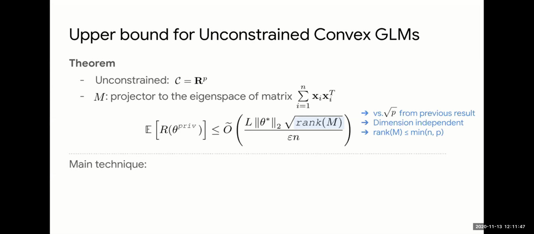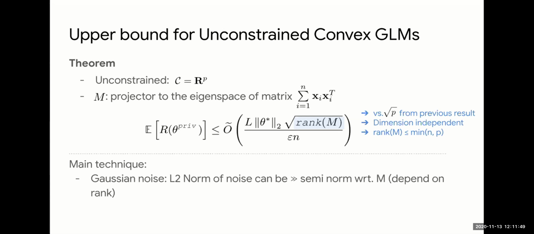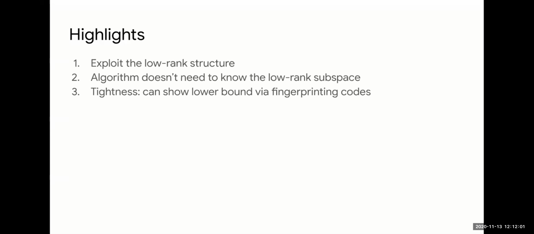The main technique we used here is that for additive Gaussian noise, the norm with respect to the matrix M, which depends on the rank of M, can be much smaller than the L2 norm. So a few points we want to highlight. First, the bound comes from exploiting the low rank structure of GLM. And second, the low rank structure is only used for the analysis. The algorithm itself does not need to change and does not need to know the exact subspace. And third, the bound is actually tight, and we can show this using fingerprinting code.